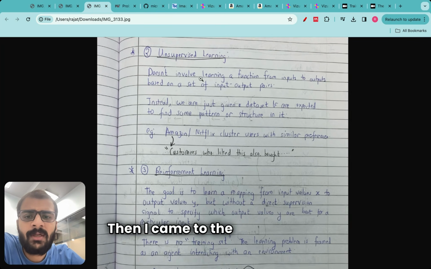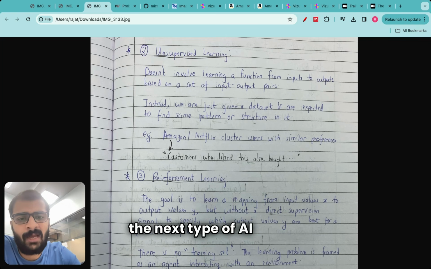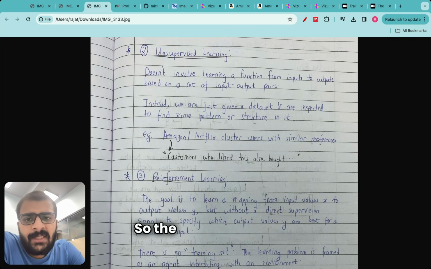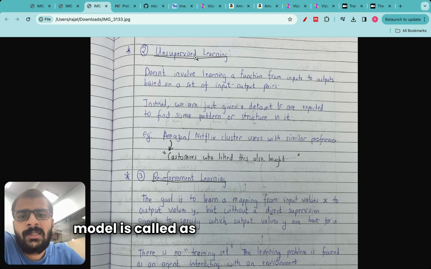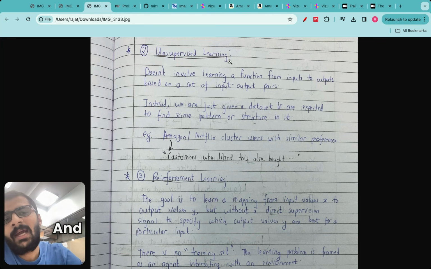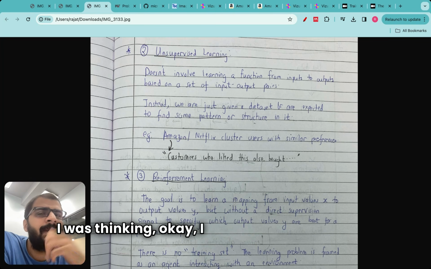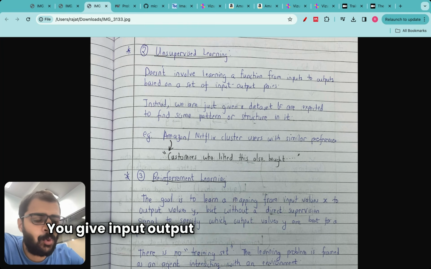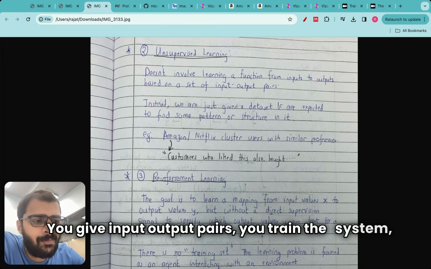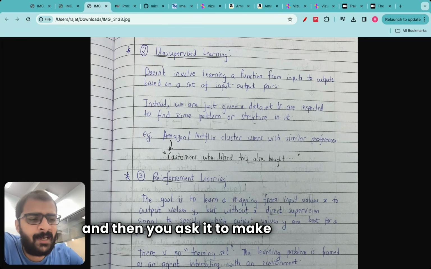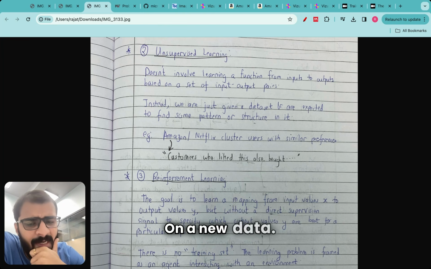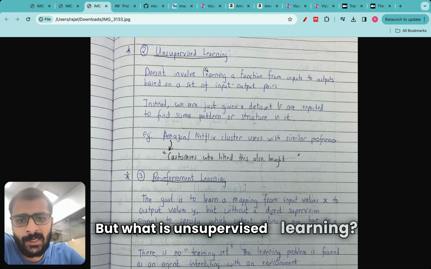Then I came to the next section, the next type of AI model. The second type of AI model is called unsupervised learning. And this really caught my attention because I was thinking, okay, I understood supervised. You give input output pairs, you train the system, and then you ask it to make predictions on new data. But what is unsupervised learning?